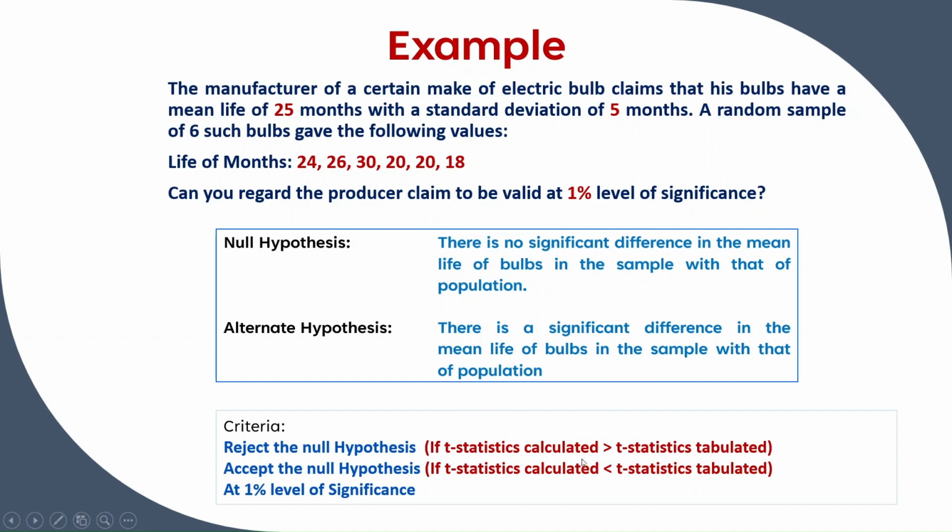So if the t statistic calculated is greater than the t statistic tabulated, we will reject the null hypothesis. Alternatively, we will select the alternate hypothesis. We will say that there is a significant difference in the mean life of bulbs in the sample with that of the population. And if the t statistic calculated is less than the t statistic tabulated, we will accept the null hypothesis and interpret that there is no significant difference in the mean life of bulbs in the sample with that of the population.